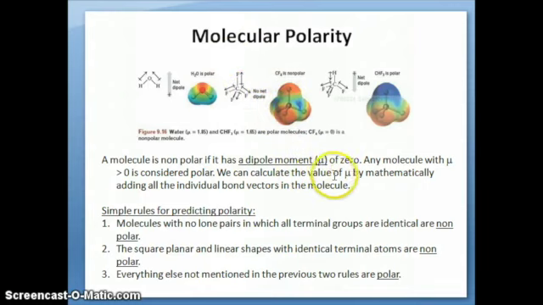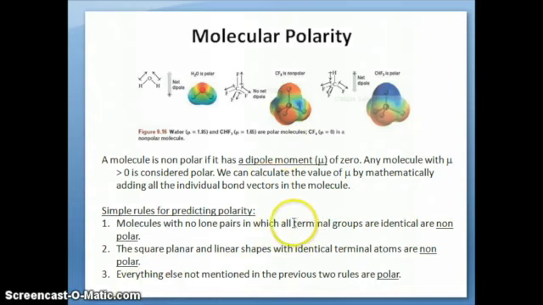You can calculate mu if you know how to add vectors, but in this class, you're not expected to know how to add vectors. So what I'm going to do is give you some simple rules that you can use to help you predict molecular polarity. The first rule says that if you have molecules where there is no lone pair at all around the central atom and all the terminal atoms are identical, then that molecule is nonpolar.